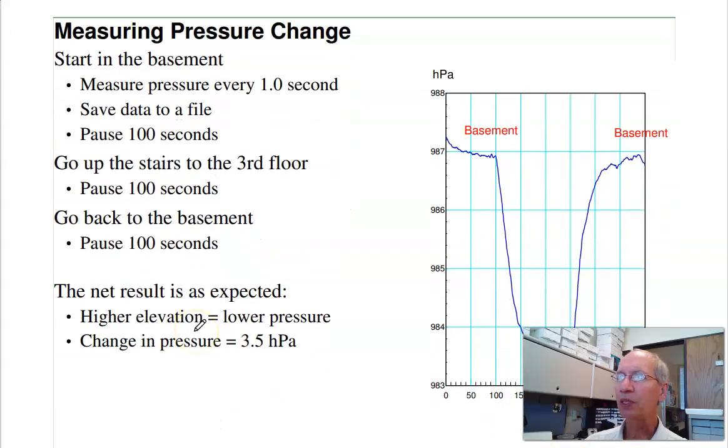So let's try it. Starting out in the basement, I ran up the stairs, took the air pressure measurement, ran down the stairs, took the air pressure measurement. Here's what it looks like. So for 100 seconds, I'm in the basement. Air pressure is fairly constant. Ran up the stairs, air pressure drops. As you go up, air pressure drops. Hold out at the third floor.